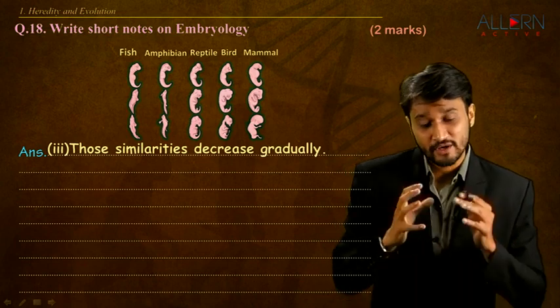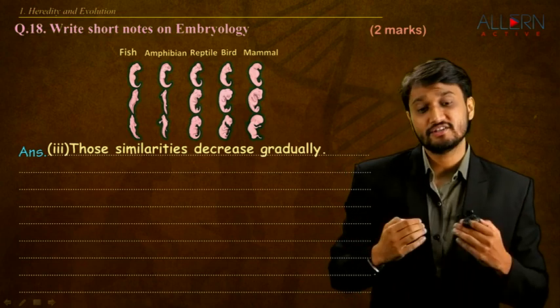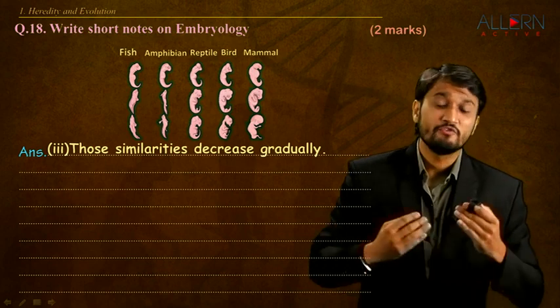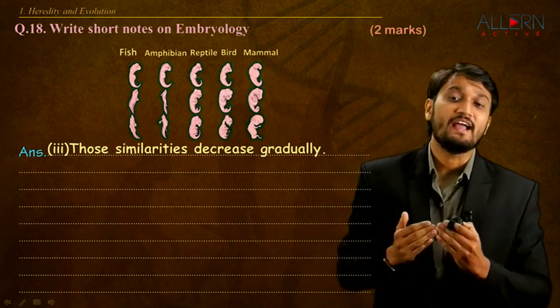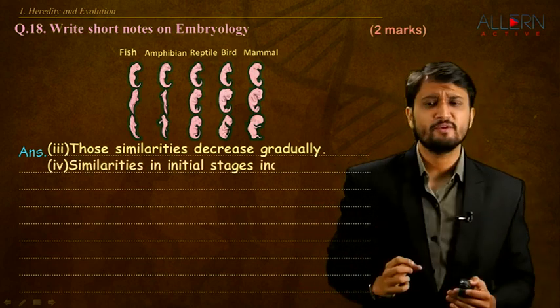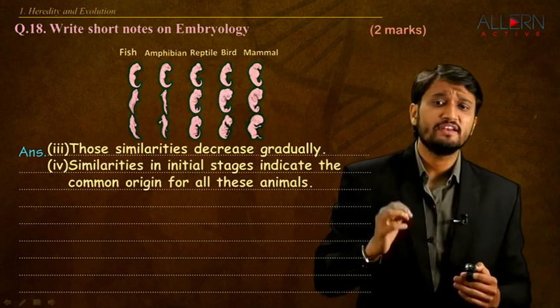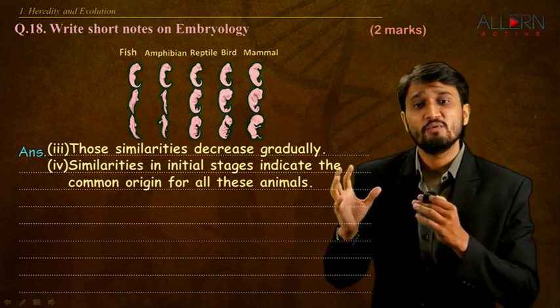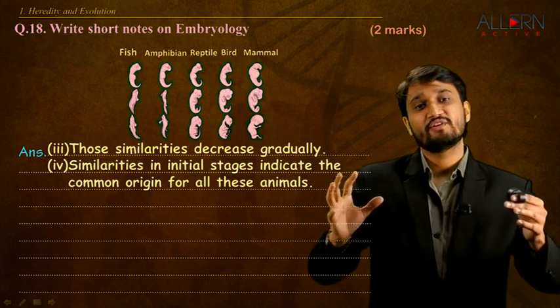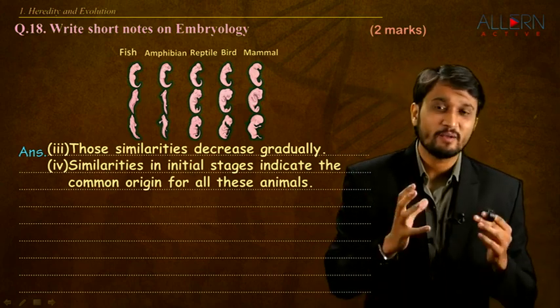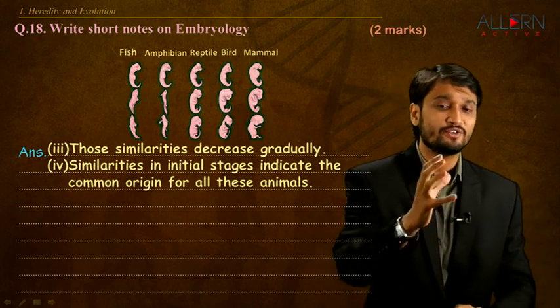Now, how is this an evidence of evolution? It proves that because our embryos at the earlier stages are so similar to each other, we must have come from a common ancestor. A very important point. So similarity in the initial stages indicates the common origin for all these different animals, and that is how embryology becomes a very strong evidence of evolution.